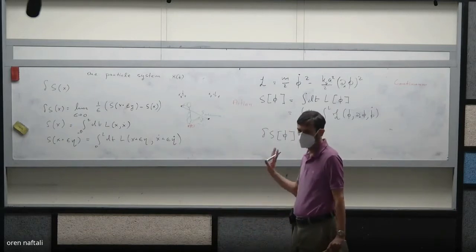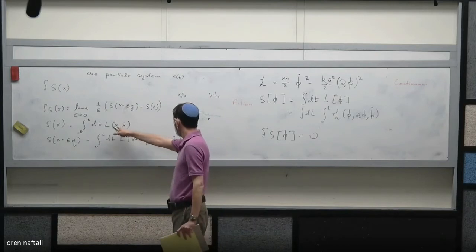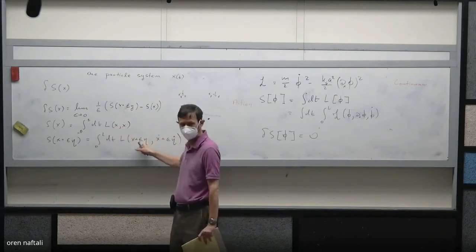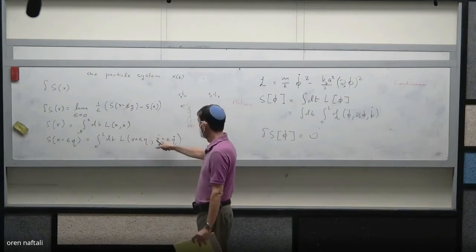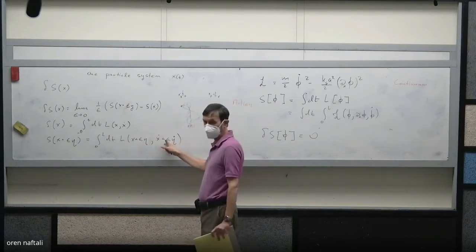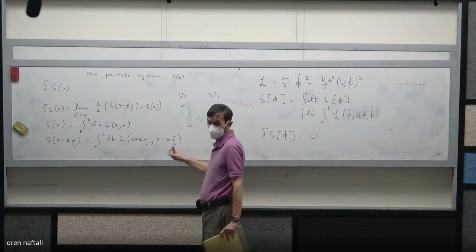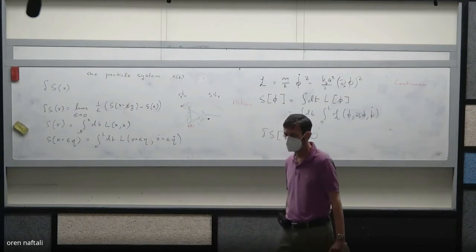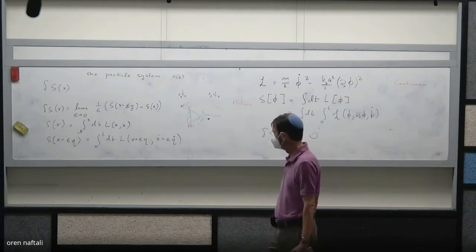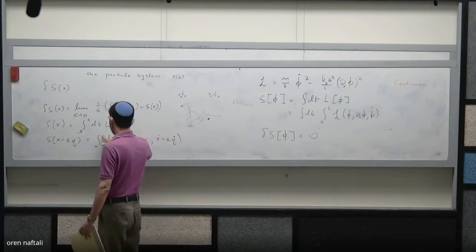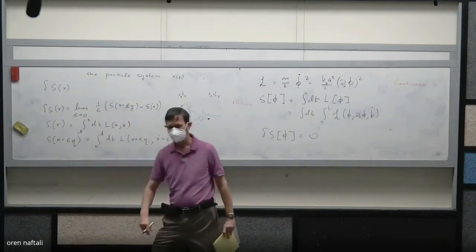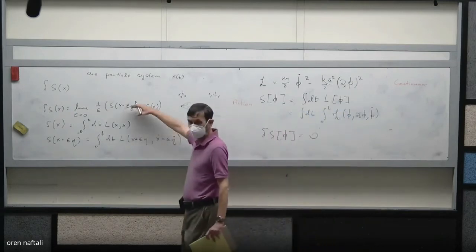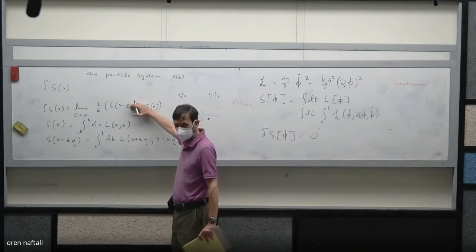Okay, just wherever I had x, I'm writing x plus epsilon eta. For the derivative of x, epsilon doesn't depend on time, eta could depend on time. Therefore, I have a derivative of eta. And the integral is from 0 to T. Good. Now I have to subtract them from one another.